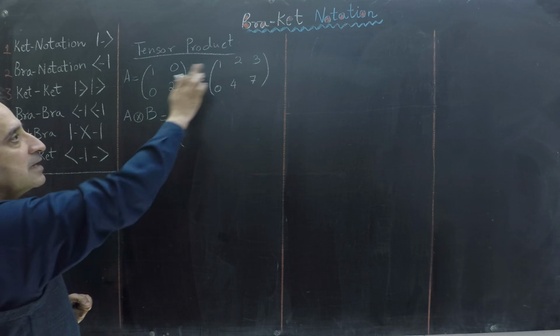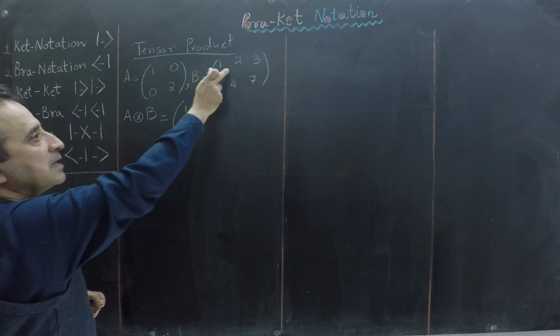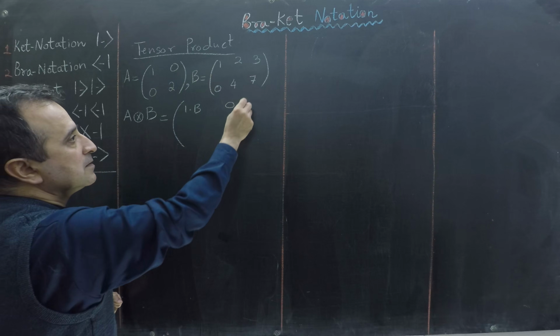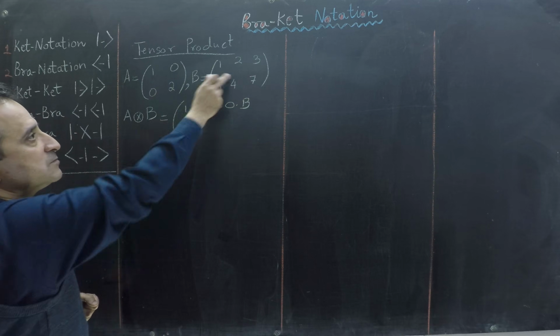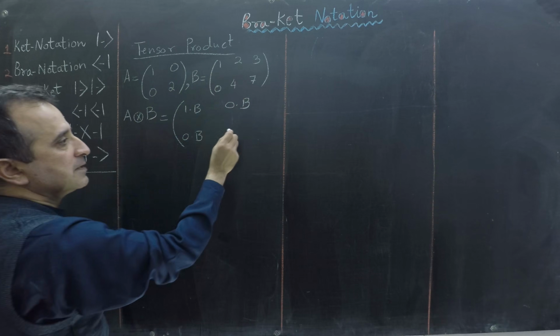this 1 times B, this 0 times B, this 0 times B, and this 2 times B.